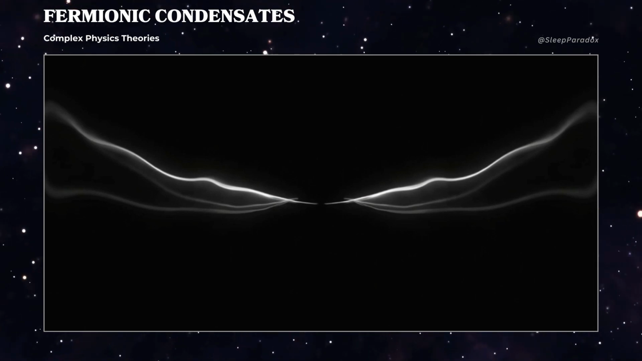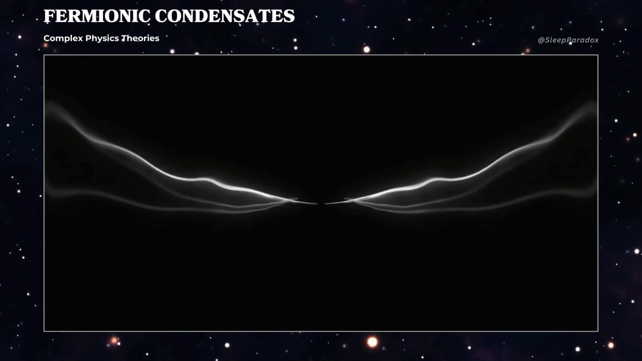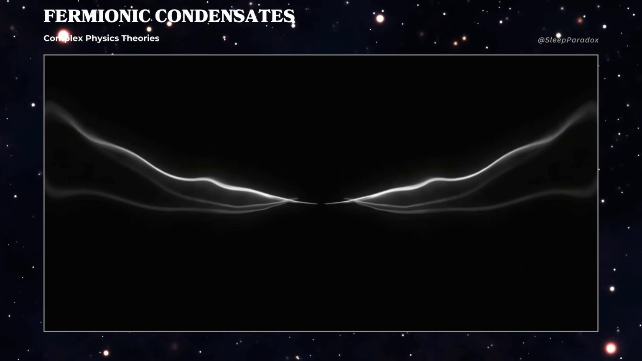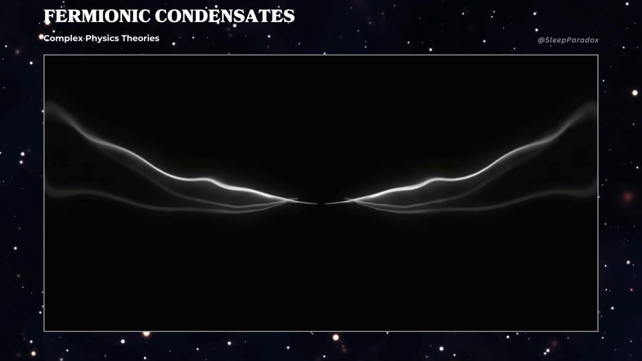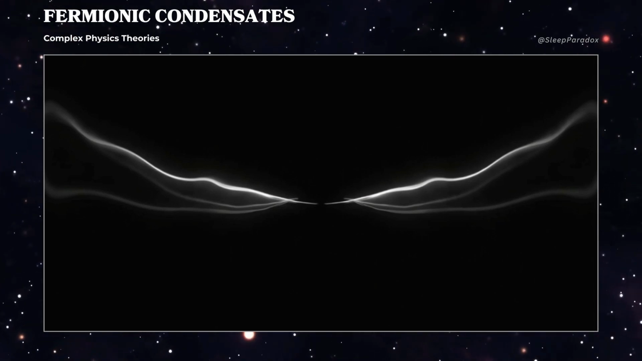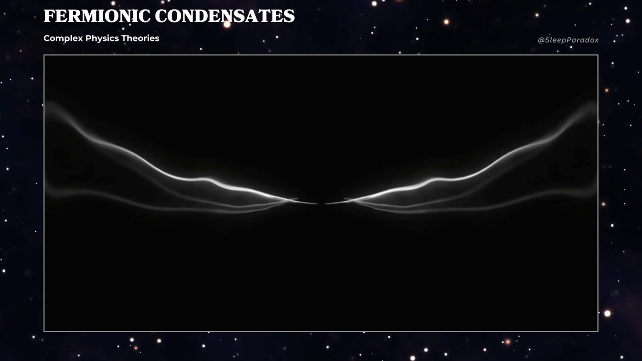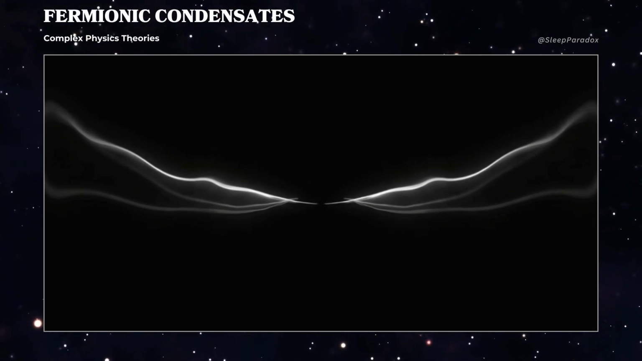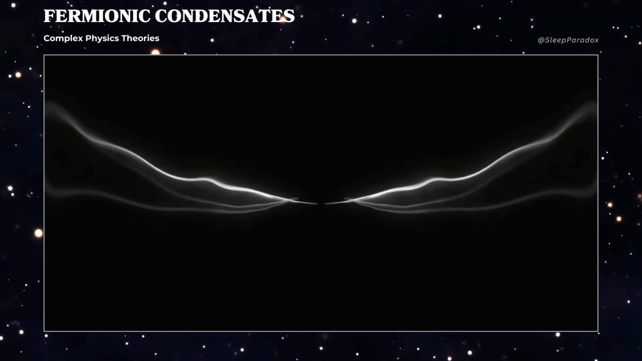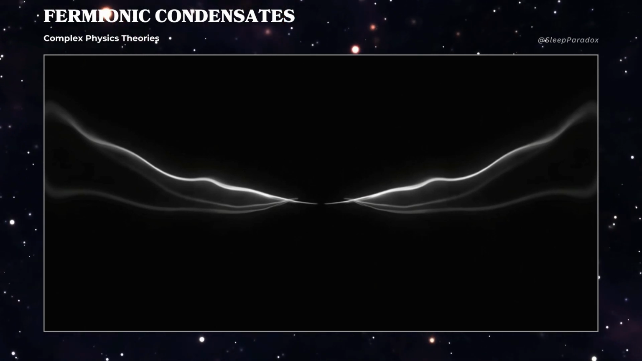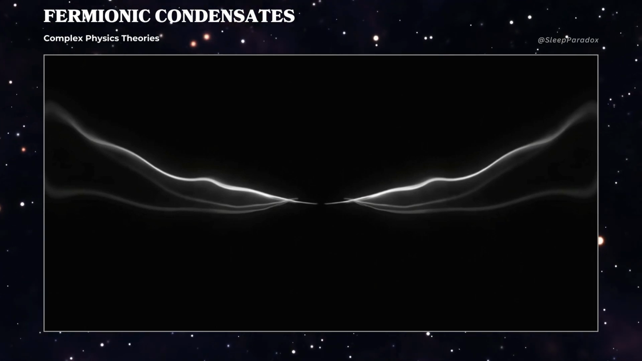To understand what makes fermionic condensates so special, we first need to understand what a fermion is. In particle physics, all matter particles fall into two broad categories: fermions and bosons. Fermions include electrons, protons, and neutrons, the building blocks of atoms. One of the key features of fermions is that they obey what's called the Pauli exclusion principle. This principle states that no two identical fermions can occupy the same quantum state at the same time.